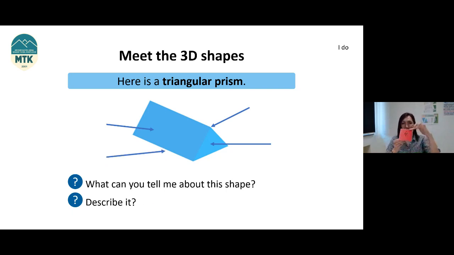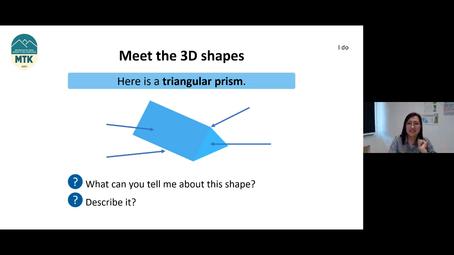And how about this one? How about this property? What is that? You're right, that's the edge. So let's count how many edges it has. 1, 2, 3, 4, 5, 6, 7, 8, 9. So it has 9 edges. Well done. I really enjoyed describing it with you, children. And now we're moving to the next part.